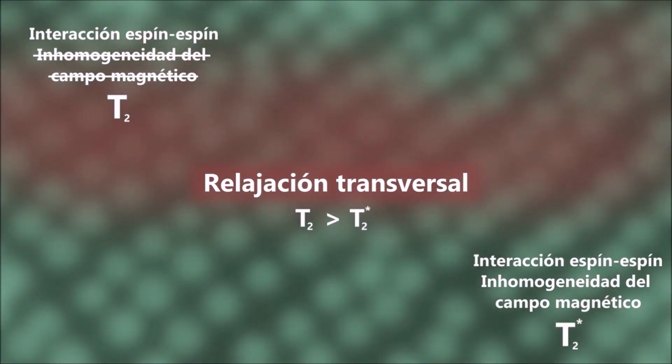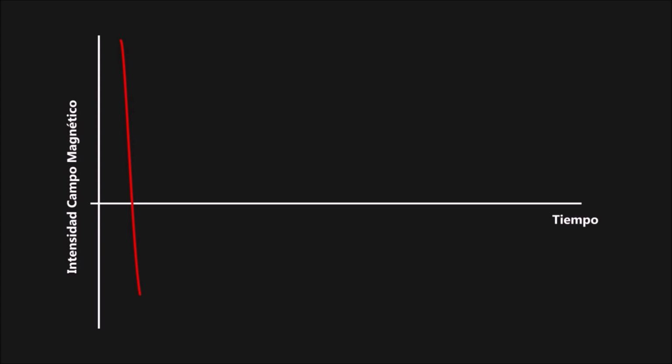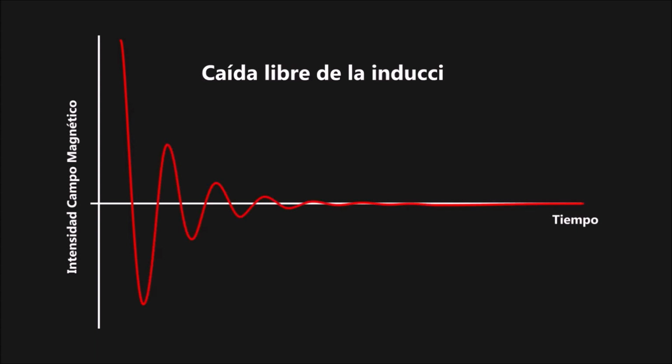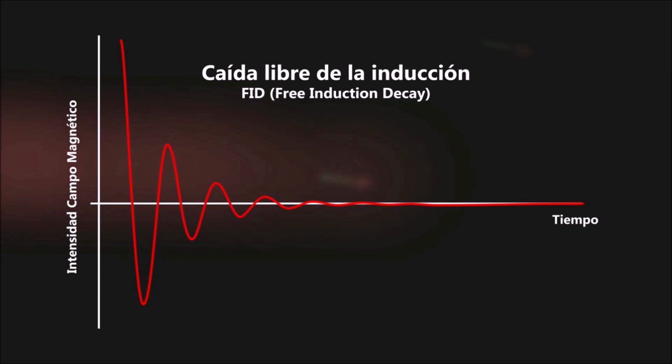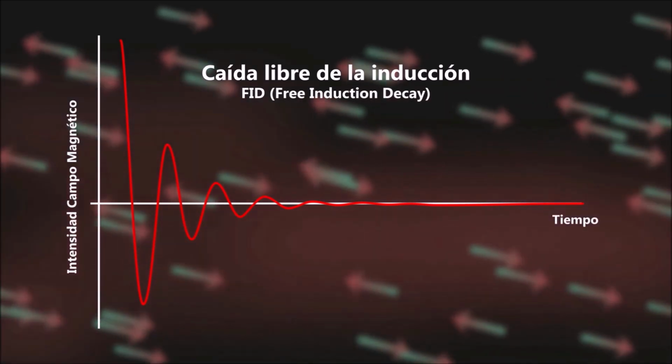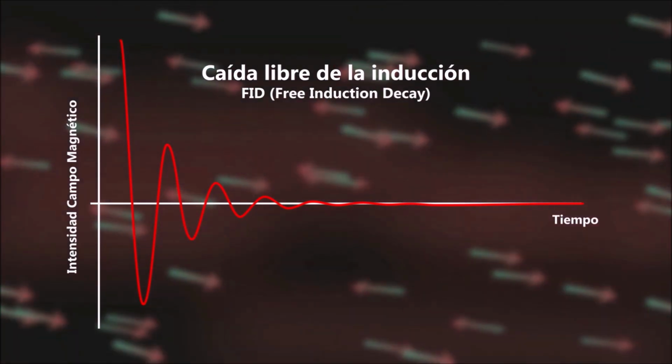faster loss of synchrony. All this is what happens in the body, but when it comes to detecting a signal, what we will see is a magnetic field that oscillates and gradually decays. This is what we know as free induction decay or FID. This free induction decay will be the electrical signals generated by the movement of the magnetization vector after the application of the radio frequency pulse that we will detect later.